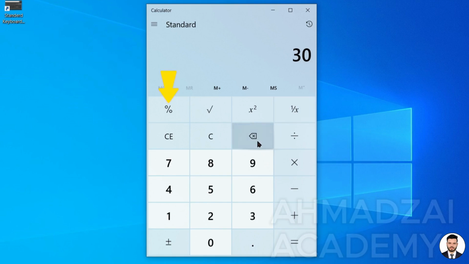Now, it's done more easily. You don't need this procedure anymore. So what do we do? For example, $100 times 30%. Now it directly gives you the percentage.